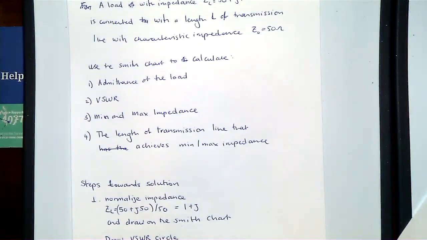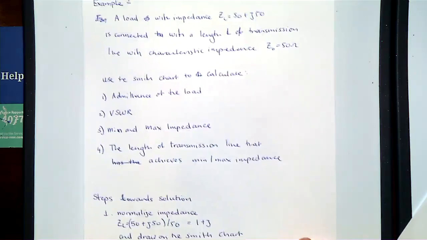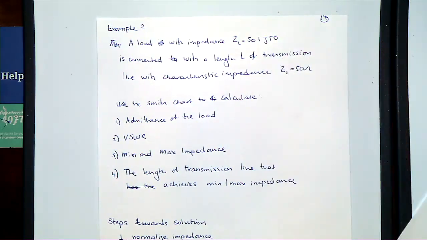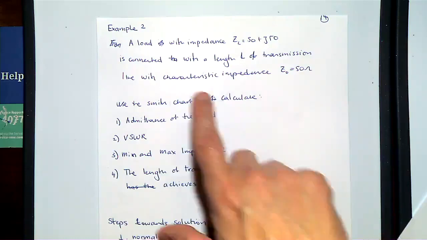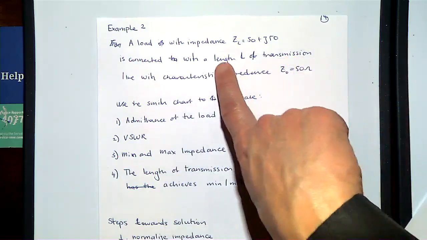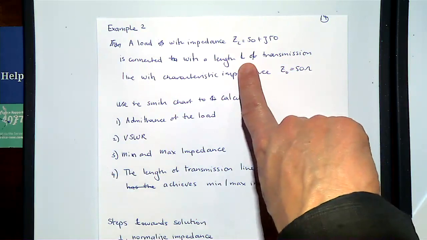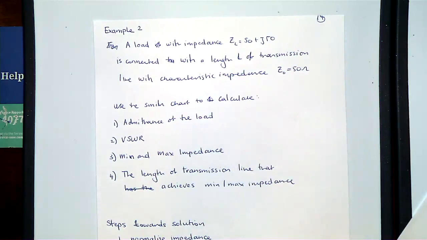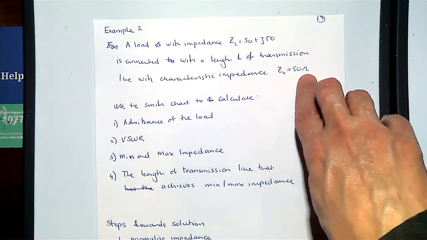Okay, let's do another example. I'm trying to do a few examples so that you can actually understand the process. Again, suppose I started with a load impedance of 50 plus J50, connected with a length of transmission line L. L is not known at this moment, I'm just saying some L. And the line has a characteristic impedance of 50 ohms.